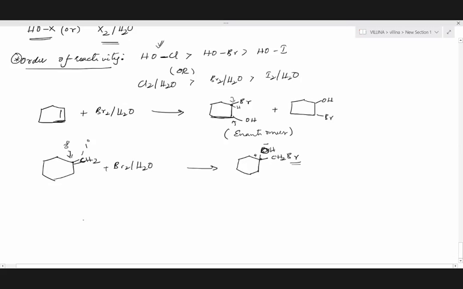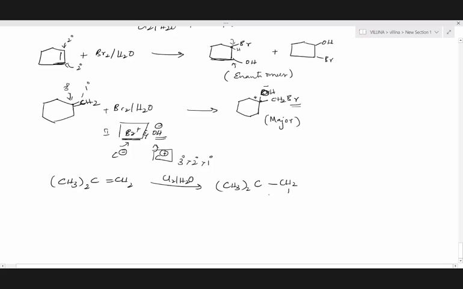Obviously, if you have positive charge on the tertiary carbon, that will be a better stable carbocation. So to the carbocation, the negative part, the nucleophilic part of the reagent, will get added. So that's why we have OH added on the ring, and the bromine will be added to the CH2 part, the exocyclic or the other methylene group. So this will be the only product, the major product, because we are going with the stabilities.